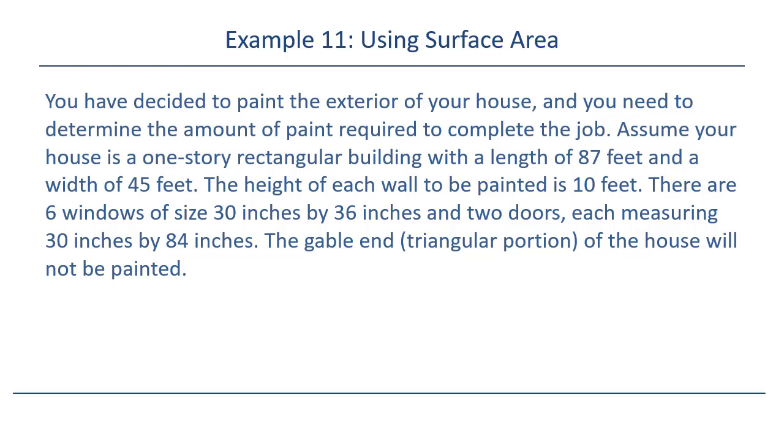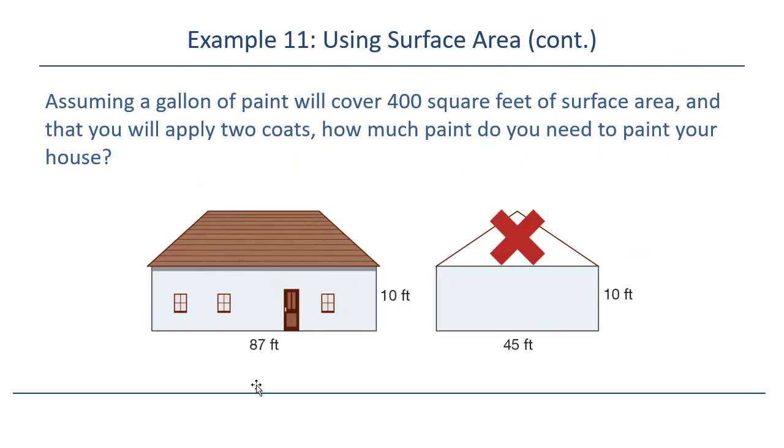Here's another example. You've decided to paint the exterior of your house. You need to determine the amount of paint required to do the job. You assume your house is a one-story rectangular building with a length of 87 feet, a width of 45 feet. The height of each wall to be painted is 10 feet, and there are 6 windows of various sizes that we can take away. So draw ourselves a picture.